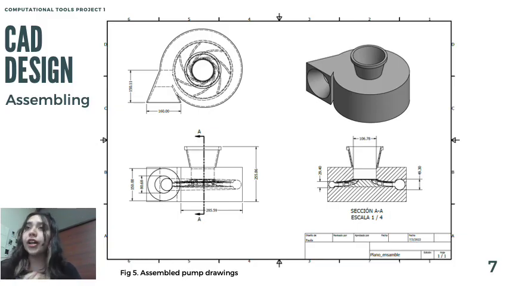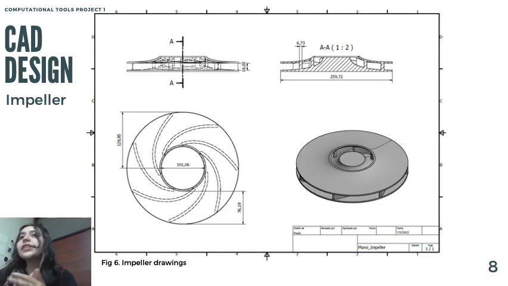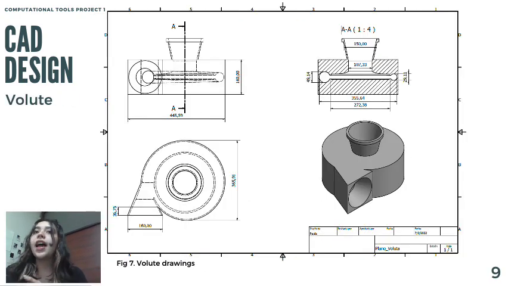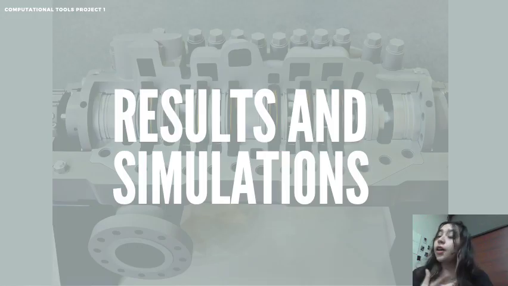Using Inventor and using the dimensions and geometry, we created a 3D model of our pump that meets the requirements of the manufacturer, which we then exported to a file to start STAR-CCM+ to work on the different simulations. Here is the CAD design assembly. Here the CAD design of the impeller, and here the CAD design of the volumes. Now we are going to see the results and simulations.